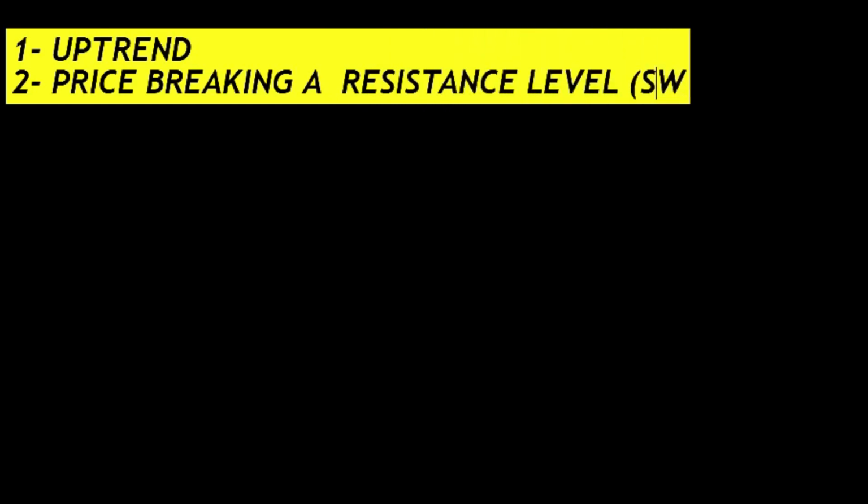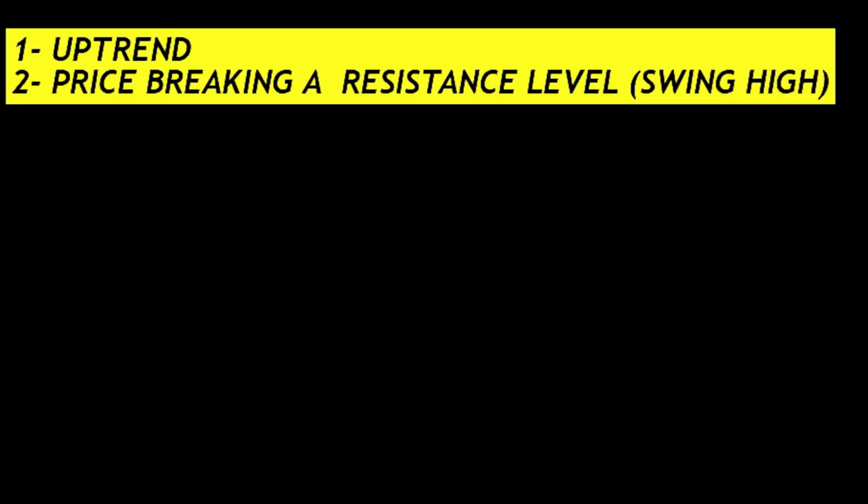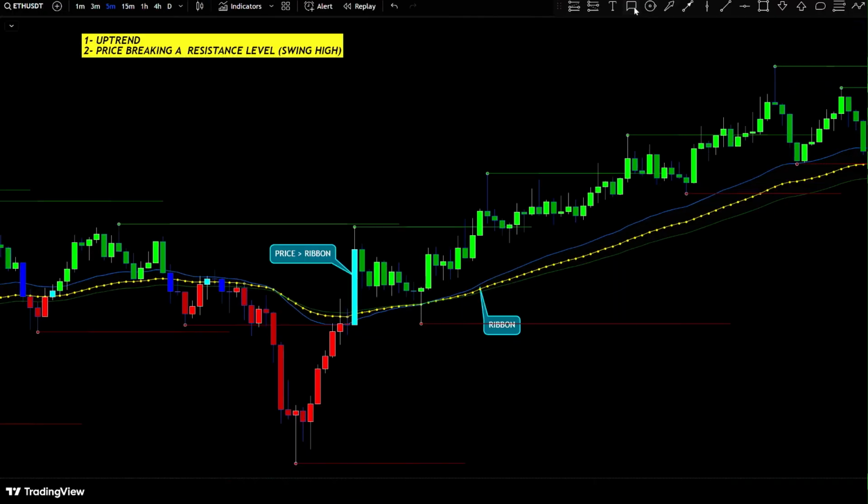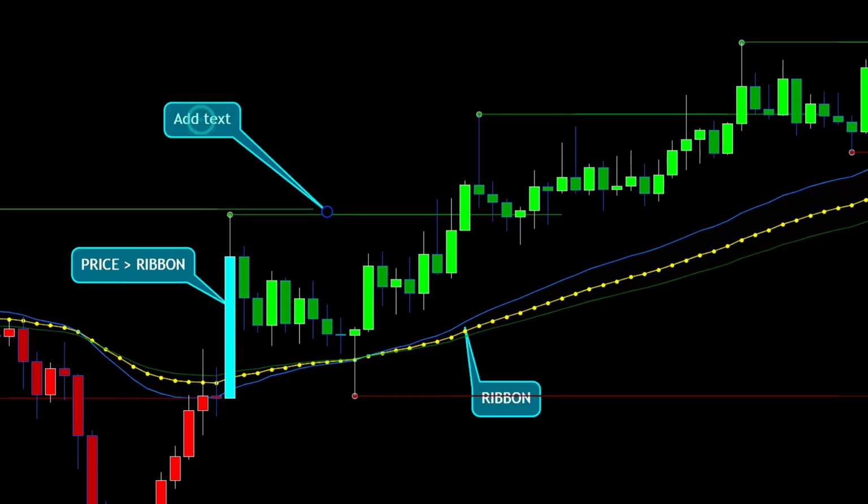We need to see the price candles close above a resistance level or a recent swing high. Think of resistance levels as a ceiling that the price has struggled to break through. When it finally does, that's a good sign. This break above the swing high is our first signal that something interesting might be happening. The candle that closes above the swing high line becomes our potential buy signal candle.